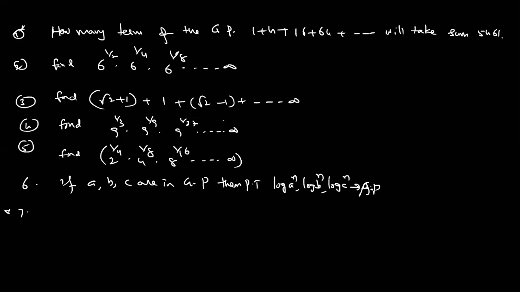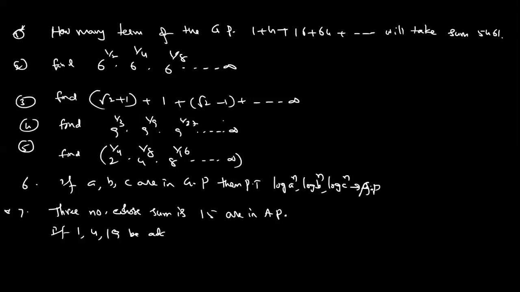Seventh one, the important question. Three numbers whose sum is 15 are in AP. Any doubt? Tomorrow ask me this one. Otherwise, keep it in the common group. Write the question neatly and keep it in the common group.